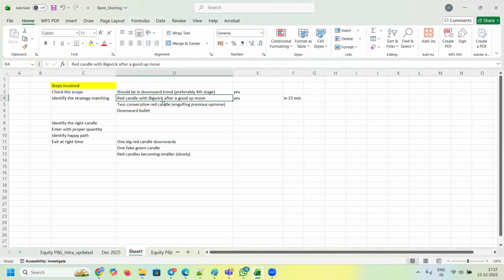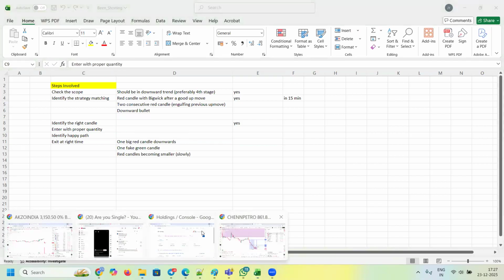Red candle with big wick after good move. And after 15 minutes, you will decide after seeing the first candle. Identifying the right candle, that one you have identified, right? This is the strategy we are following, and that candle we have identified here. So I am putting this, yes. Then enter with proper quantity.